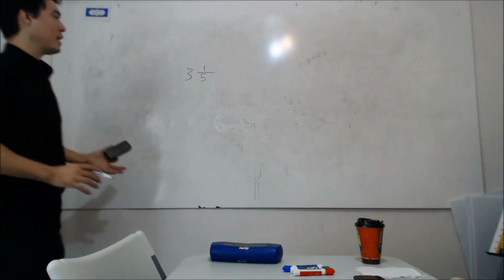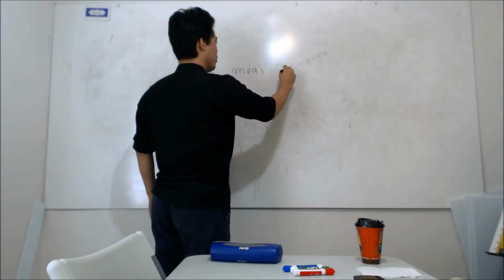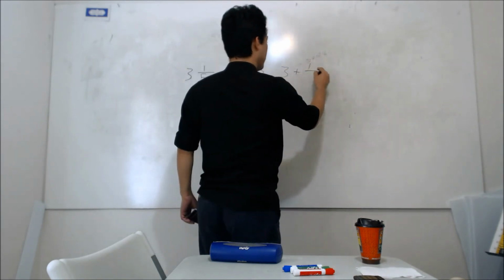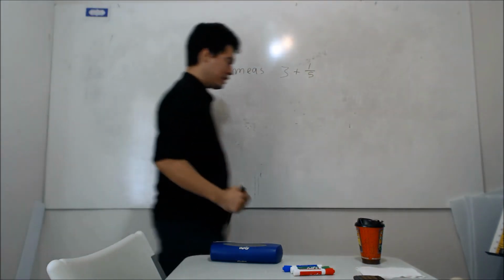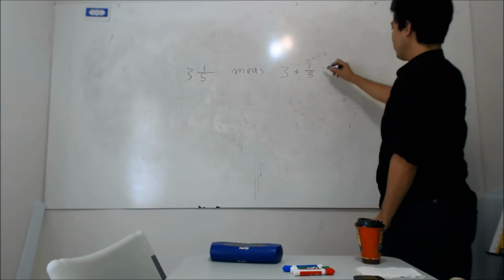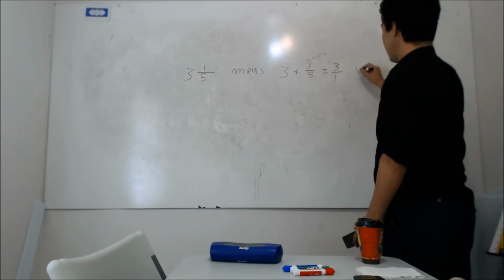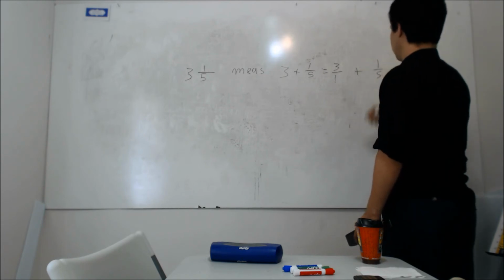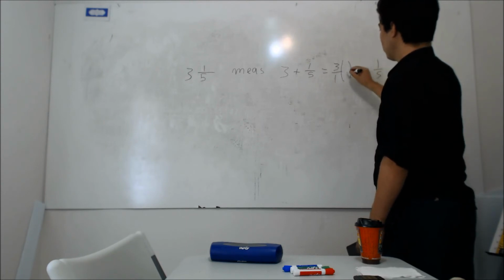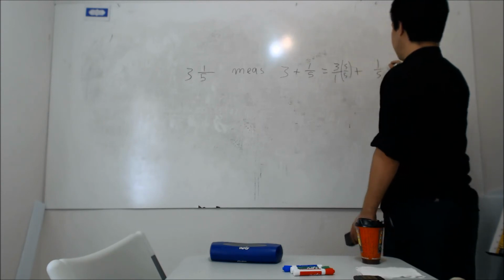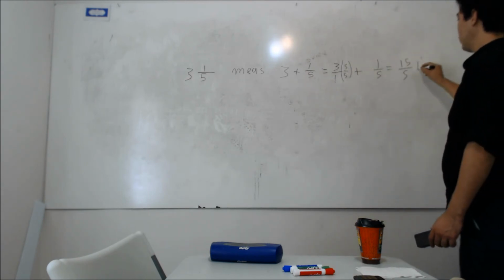Now, a mixed number like this means 3 plus 1/5. Okay, that's all it means. And so we can find out what this is in fraction form by adding them as fractions. We already know that 3 is the same as 3 over 1, and we're going to add 1/5 to it. We know that 5 times 1 gives you 5, so we're going to multiply this by 5 over 5, so that we can add them. It's going to be 15 over 5 plus 1 over 5.